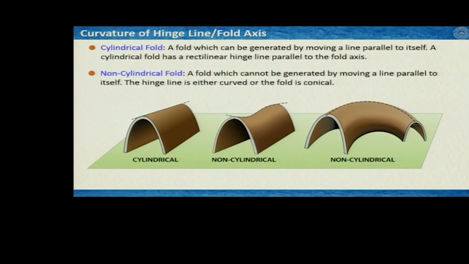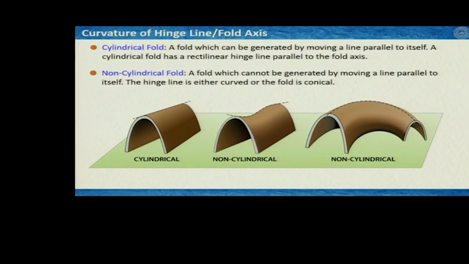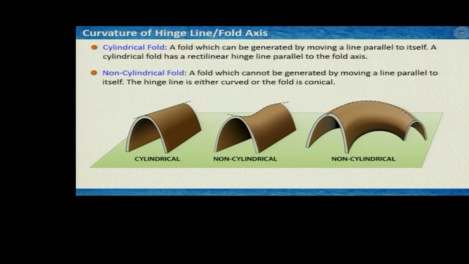So, a cylindrical fold therefore has a rectilinear hinge line parallel to the fold axis, and if the fold does not have a straight hinge line or straight fold axis, then this is a non-cylindrical fold. So, a fold which cannot be generated by moving a line parallel to itself, and the hinge line is either curved or the fold is conical. Here is one example of a cylindrical fold.